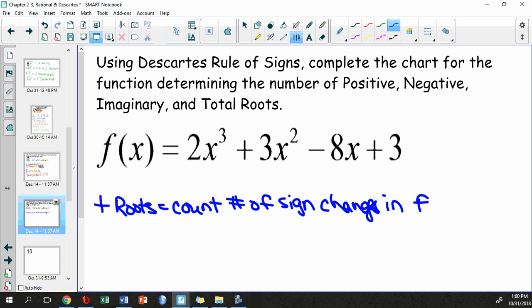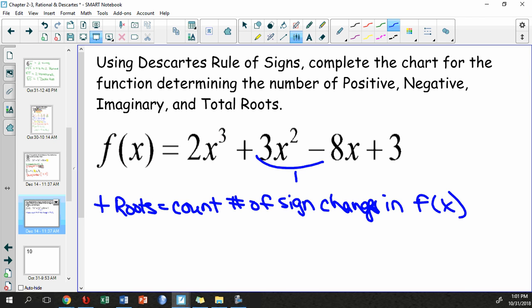In your f of x. And whenever I say sign change, I mean from one coefficient to the next coefficient to the next coefficient, all the way down to the constant term. So I have a +2 going to a +3. Did I change over from positive to negative anytime there? No. +3 to -8. Did I have a sign change there? I did. So there's one sign change.